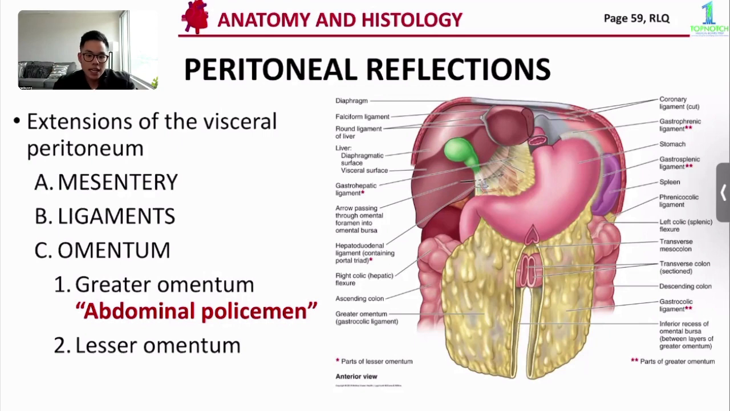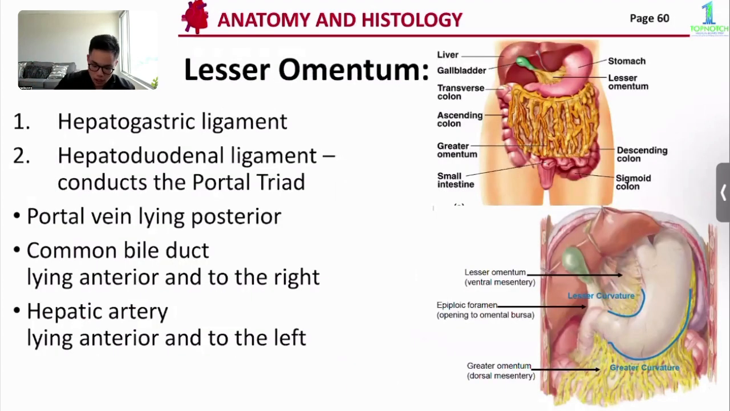Okay, so you also have your peritoneal reflection. There's mesentery, there's ligaments and omentum. Just remember that the mesentery is a connection of a hollow viscus to the body wall, as opposed to the omentum, which is more for connection to the stomach area. In omentum, you have two. You have the greater omentum, which is known as your abdominal policeman, especially for patients with perforation, with any abscesses. Oftentimes, the greater omentum would act as a so-called policeman because it would contain the infection in that area.